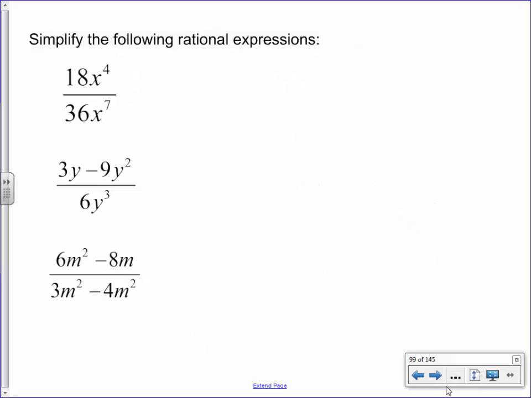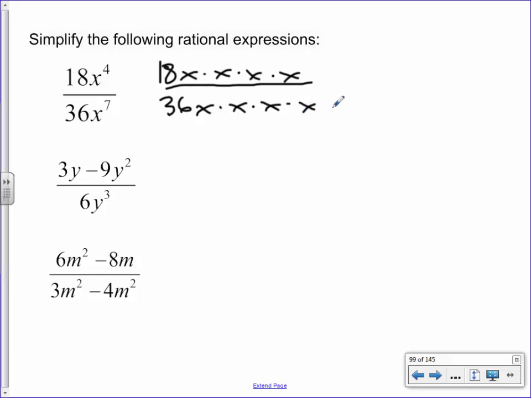Okay, let's try some other ones then. 18x to the 4. Well, that means you have 18, and you have x, and you have x, and you have x, and you have x. And by the way, I'm only going to do it like this one more time, because it's kind of ridiculous to write out every single x, right? This one right here means you have 36, and you have x, and x, and x, and x, and keep going. There we go.